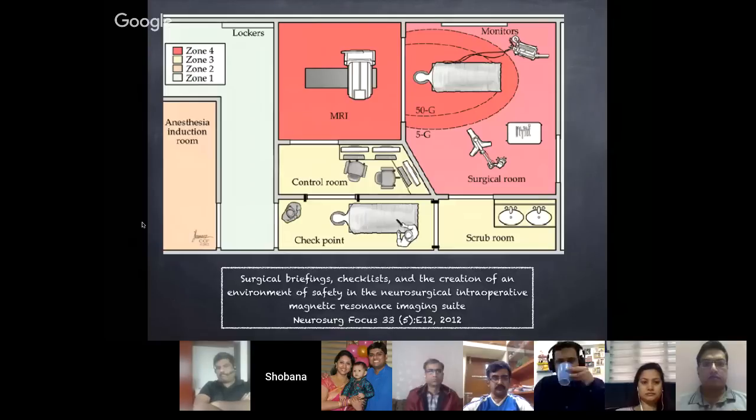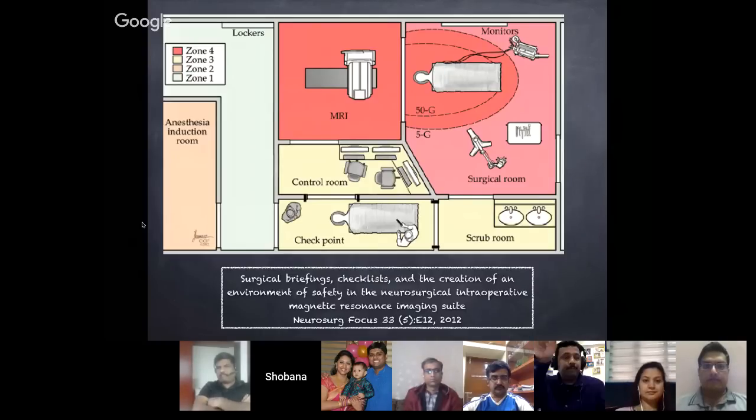And once the patient is induced, suppose it's an awake craniotomy, we place all the lines in the induction room, and the patient is sedated in the induction room, and then they're transported to this point where you can see it says checkpoint. And that's where the patient, as well as all the personnel, are screened. All the personnel, and of course the patient, have to be screened that they don't have any pacemakers or any aneurysm clips or anything metallic inside.